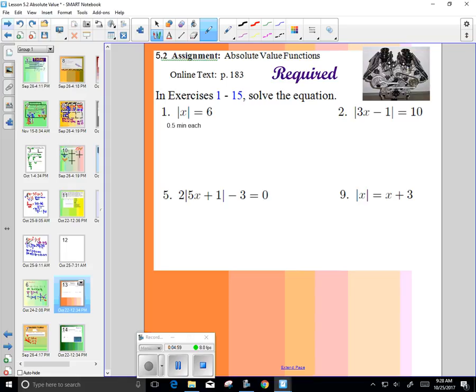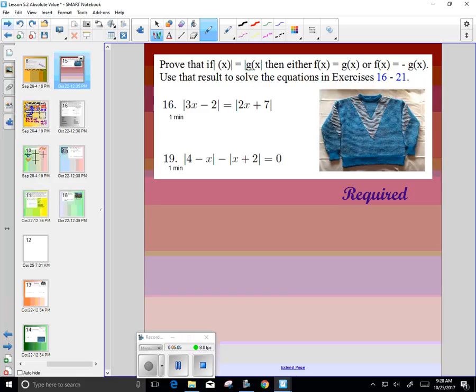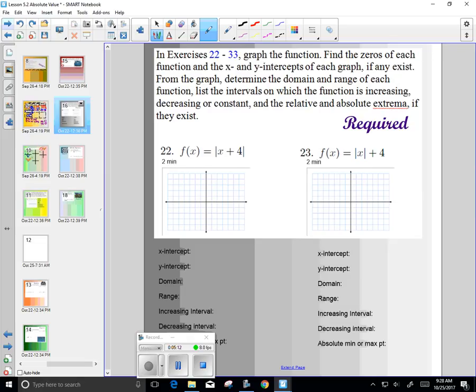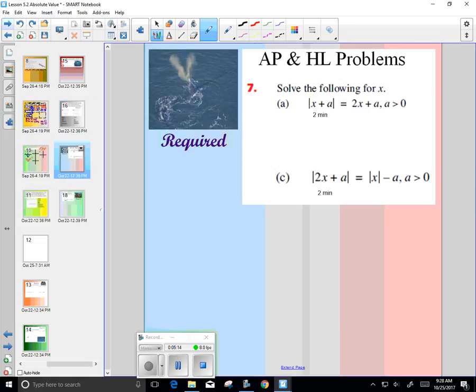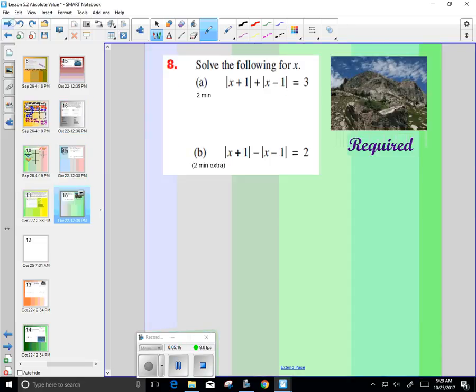For tomorrow, I want you to do the problems here, solve the equations like we just did. This 16 and 19 will be interesting for you. Try those out. And then don't forget to do 22 and 23 and 7. 8 you don't have to do.